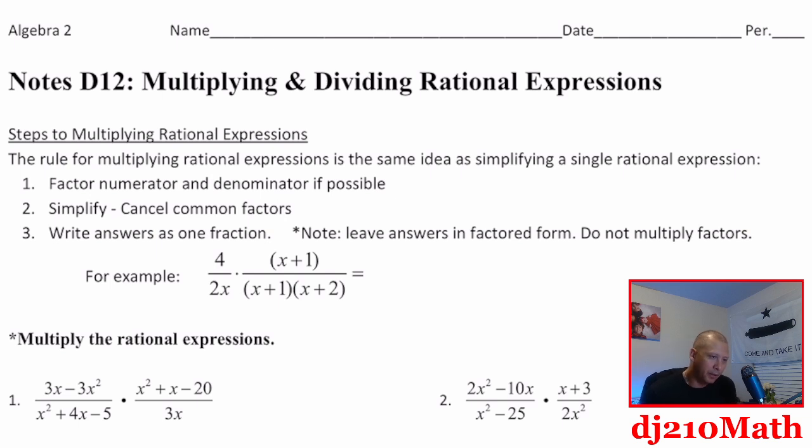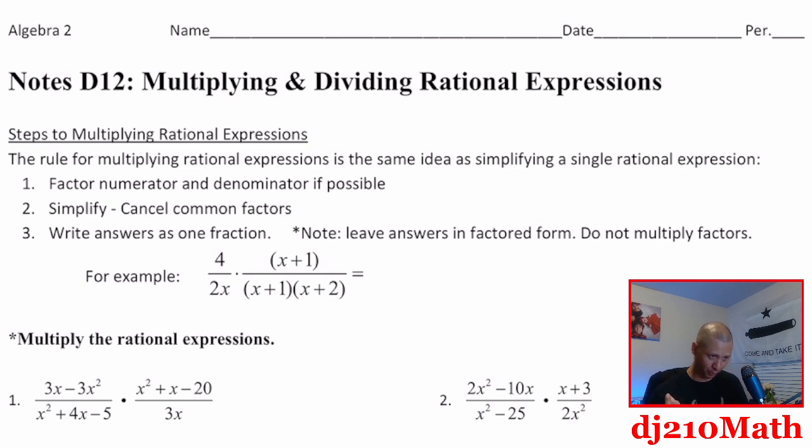So the rule for multiplying rational expressions is the same idea as simplifying a single rational expression. The rules are the same. Step one, you always want to factor the numerator, the top, and the denominator, the bottom, if possible. Factor completely. Step two, you cancel any common factors. This is the simplifying method. And then lastly, once you've canceled out everything, you combine into one fraction.